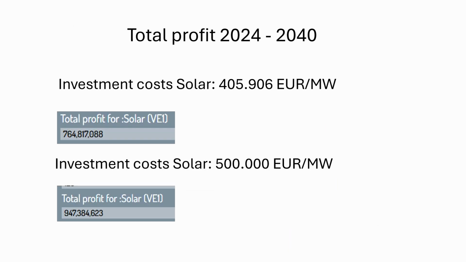But it turns out to be an advantage for the owners of existing solar cells when the price increases because their profit increases. The reason for that is that there are fewer hours when it is the solar cells that set the price in the case where we have an investment cost of 500,000 euros per megawatt hour.